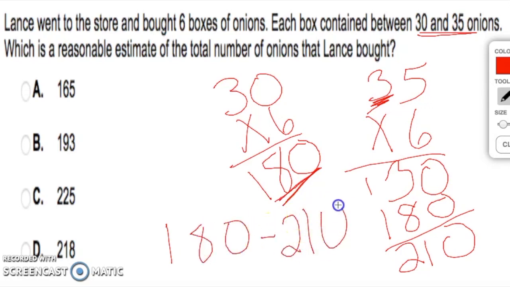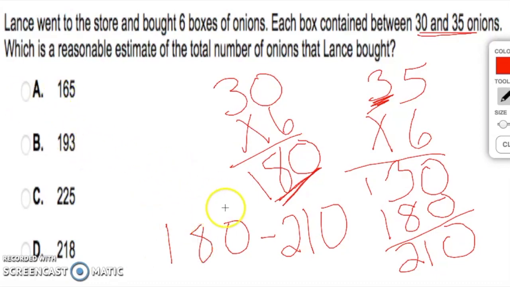My answer needs to be somewhere between 180 and 210. Does 160 fall on the number line between these two? No, it falls before that, because 165 is going to fall before the 180, so it's not that one.